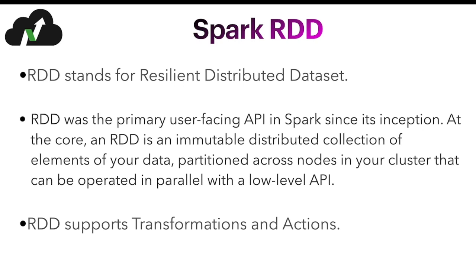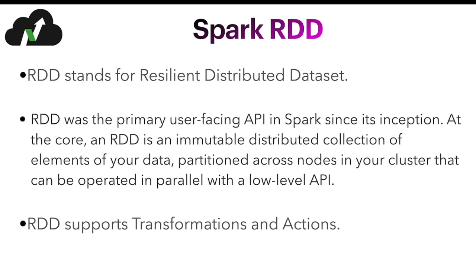So RDD is the collection which stores the data which resides inside a file, a database, or any other platform. If it is a streaming application, whatever data comes in will primarily get stored into RDD, and all your business logic transformations you are going to perform on top of RDD. So you can assume RDD as the primary collection of data which you are trying to read using Spark programming. RDD was primarily the user-facing API in Spark since its inception.